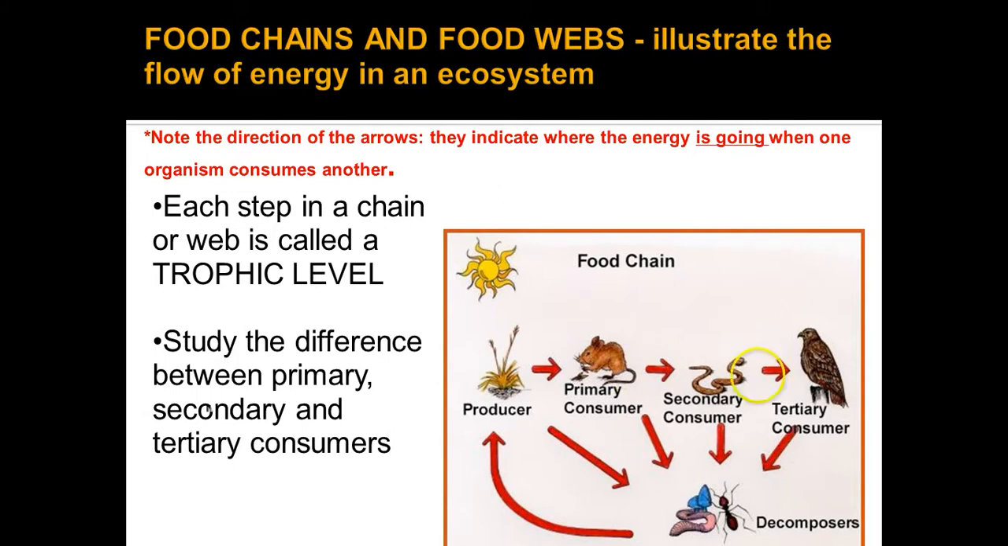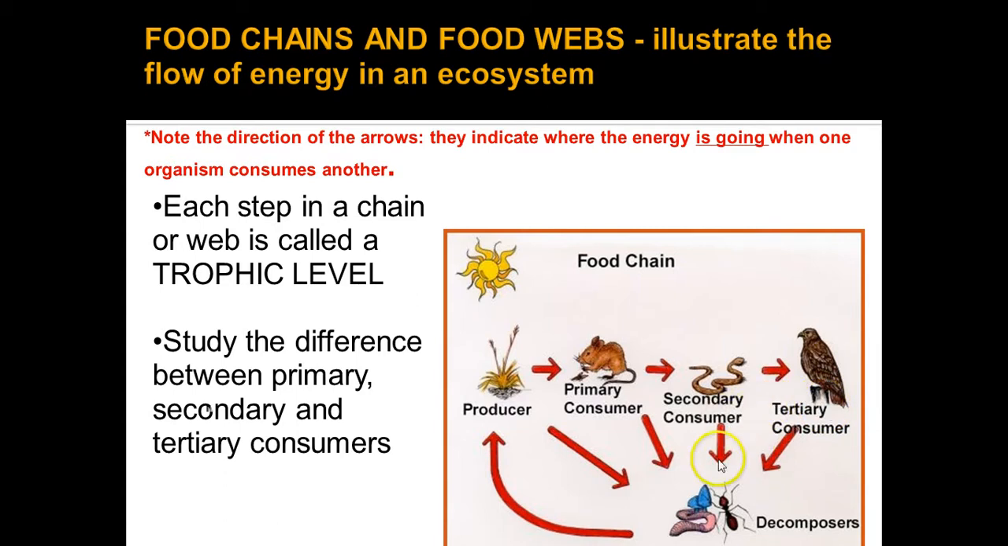The next thing to eat is the snake. The snake eats the mouse, so the mouse passes its energy to the snake, and then the snake gets eaten by the hawk. Secondary means it's the second consumer in the line. Tertiary means it's the third consumer.